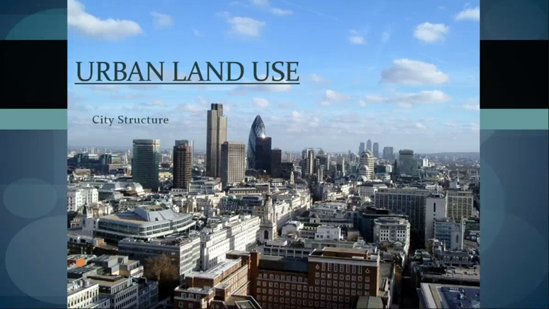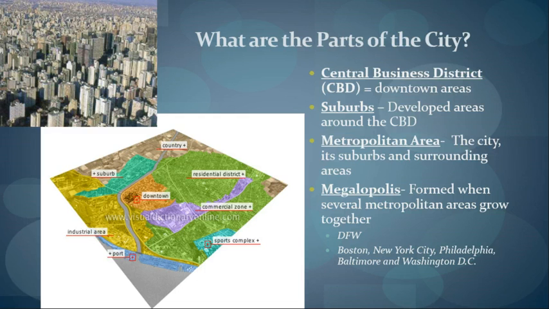Today, we want to talk a little bit about urban land use. What are the parts of the city, and why are they located where they are? So, really quickly, I just want to break the city down into the central business district, downtown, the suburbs, that's going to be around the central business district. The metropolitan area is going to be everything that has to do with the city.